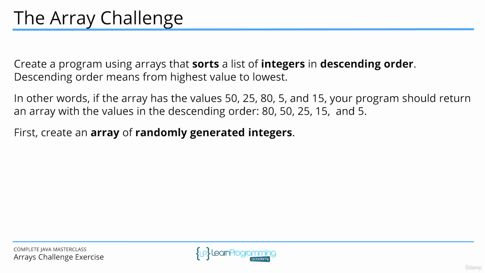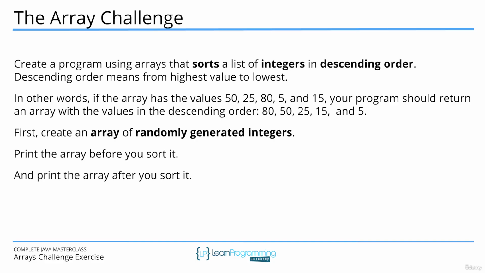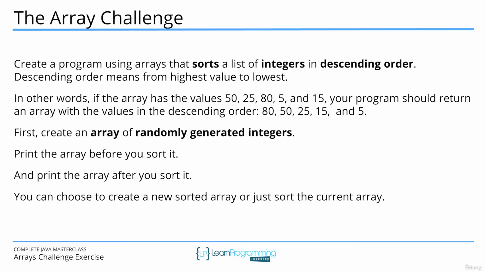First, create an array of randomly generated integers. If you don't know how to do this, be sure to watch the video with the title using java.util.arrays. It's not the previous video but the one before that. Print the array before you sort it and print the array after you sort it. You can choose to create a new sorted array or just sort the current array. In the last video, I showed you how to use the arrays.sort method, but that sorts from lowest to highest. This challenge is for you to sort in reverse or descending order.